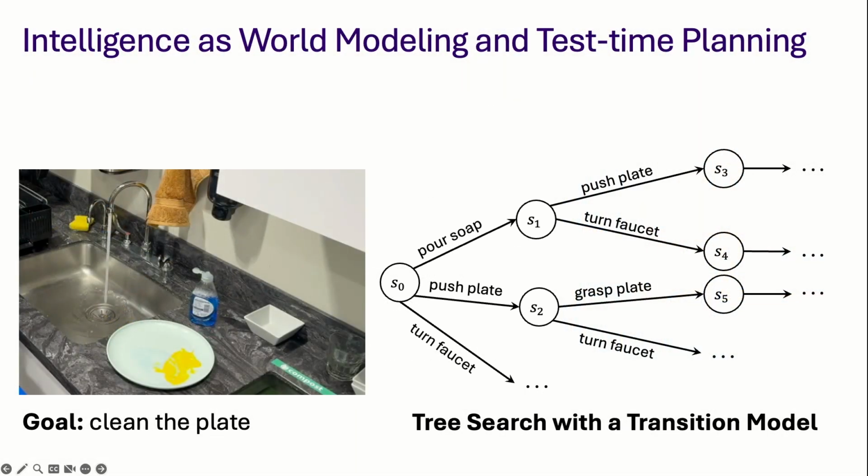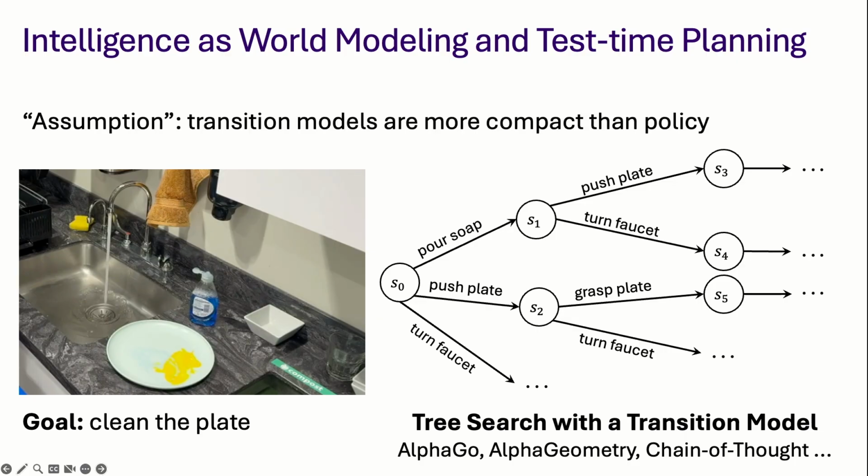Such kind of search with a transition model and test-time inference is definitely not new in AI. A lot of the recent success in AlphaGo, AlphaGeometry, which is a theorem prover for geometric problems, and also large language model chain of thought or tree of thought, if you have heard of those terms, is all based on this idea. There's an underlying assumption behind it, which is that the transition model, which allows you to do this kind of search or test-time inference, is more compact than the policy itself. So conceivably, it's easier to learn.